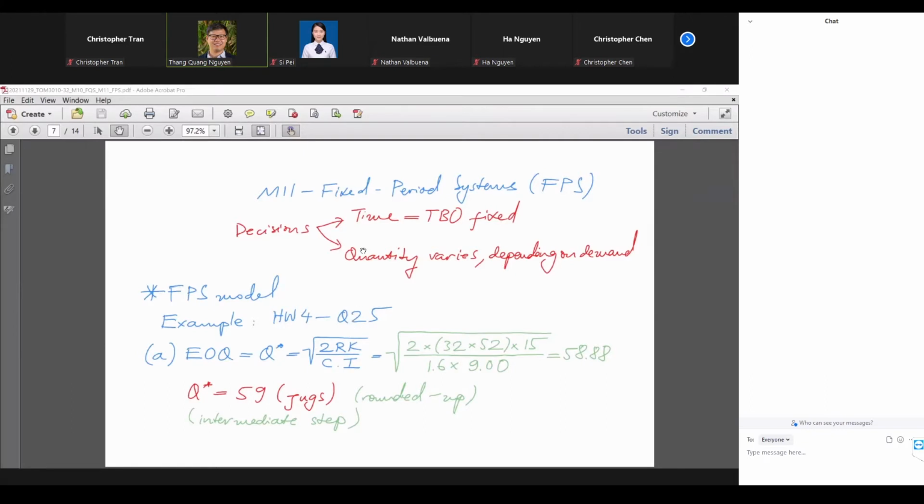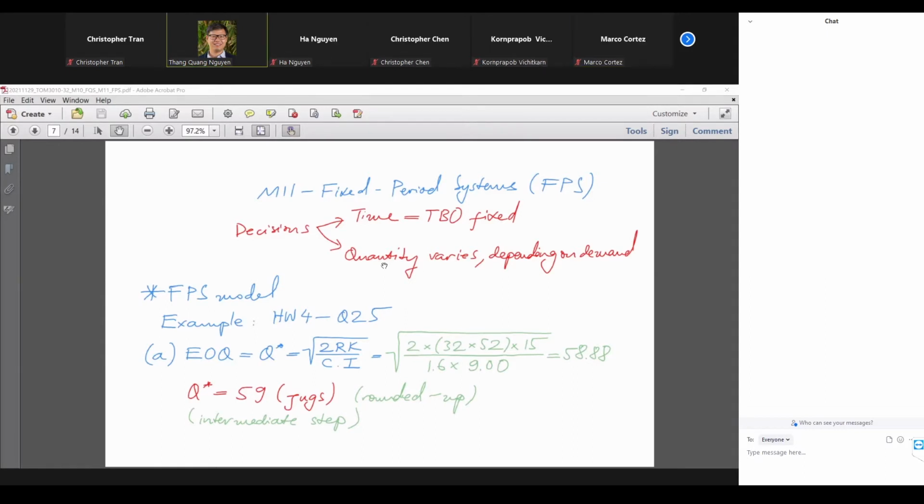Okay, so module 11 is a fixed period system, right? That is the opposite of module 10. In module 10, we fix the quantity that we order every time, and we let the time between the orders vary so that we can catch up with the changes in the demand. In module 11, we do the opposite. Instead of fixing the quantity, now we fix the time between the orders, and then we let the quantity vary depending on the demand.